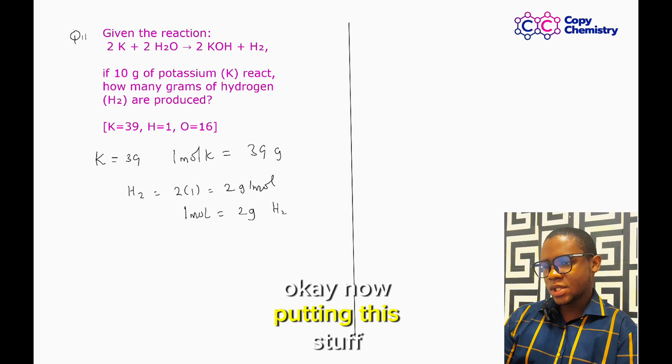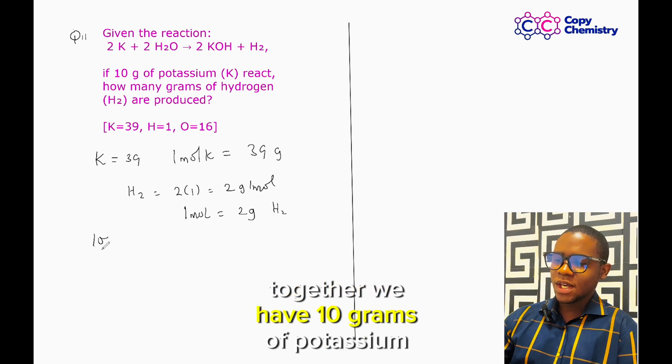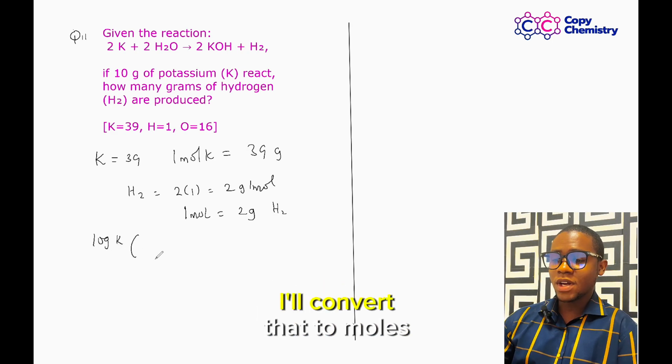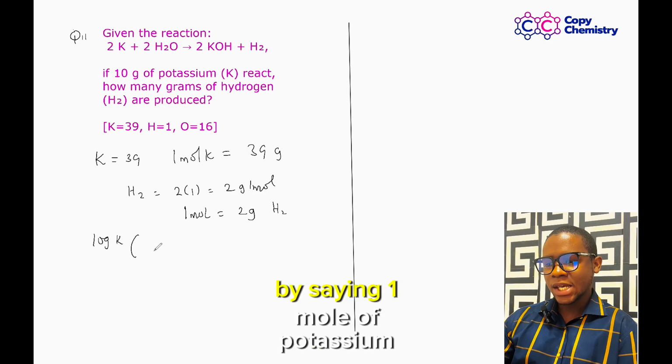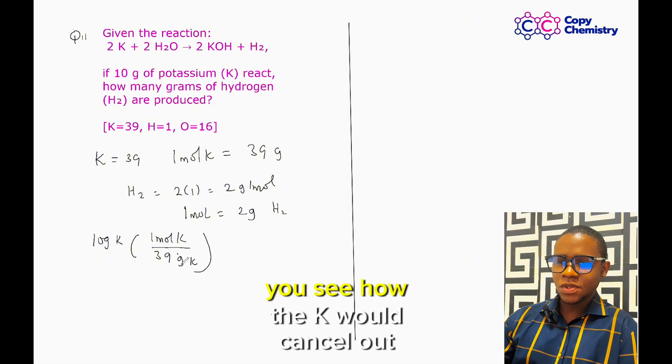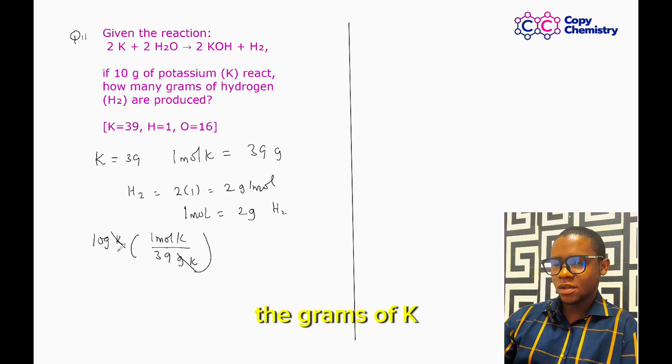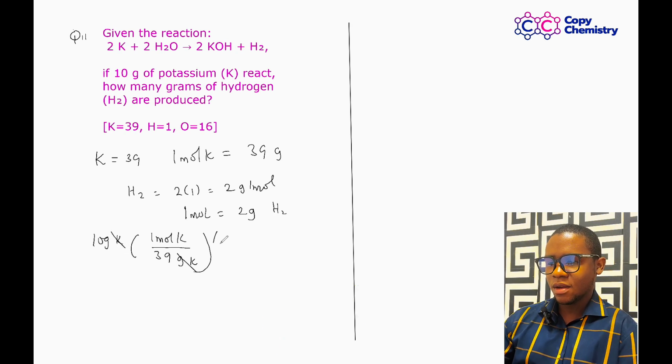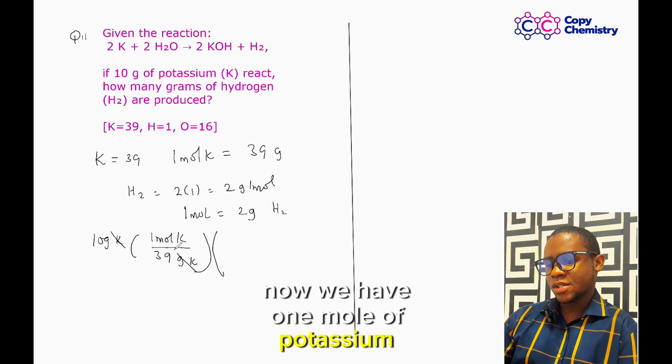Okay, now putting this stuff together, we have 10 grams of potassium. I'll convert that to moles by saying 1 mole of potassium divided by 39 grams of potassium. So you see how the grams of K would cancel out, so you know you're on the right track. Now we have moles of potassium.